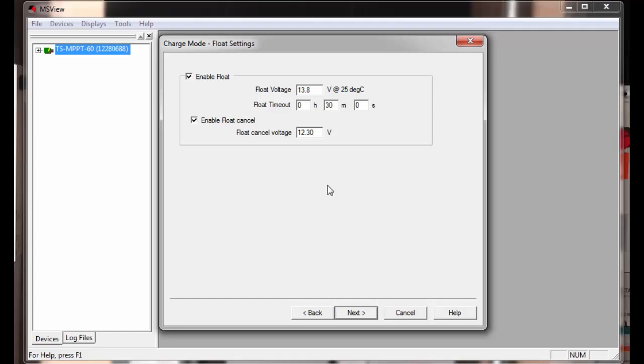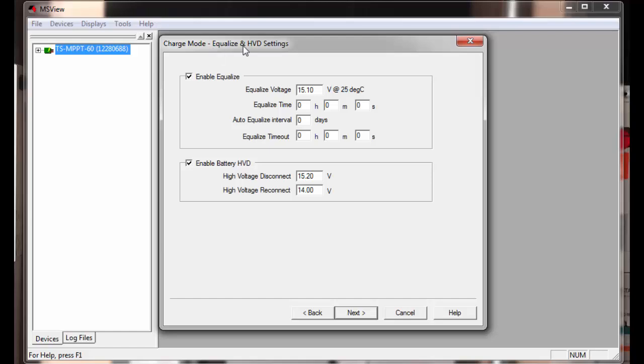This may not be necessary, so you can enable it or disable it. Some types of batteries may not need this time, so something to consider. So going to the Equalize charge settings, you can enable Equalize or disable Equalize.